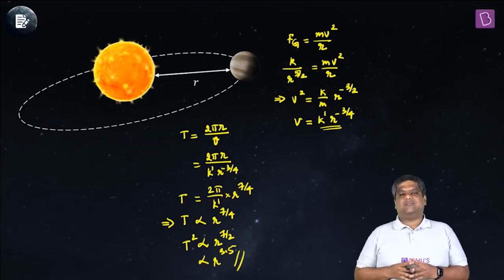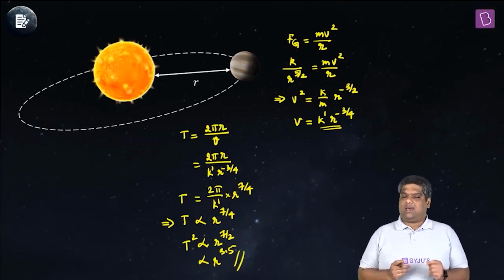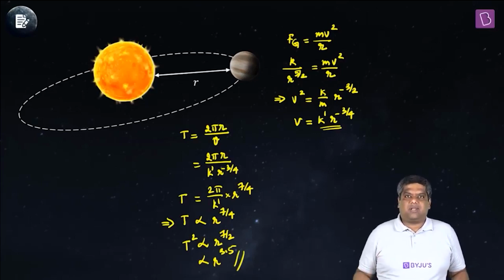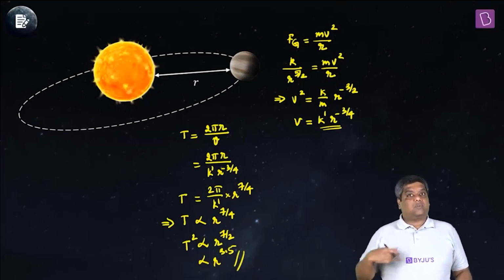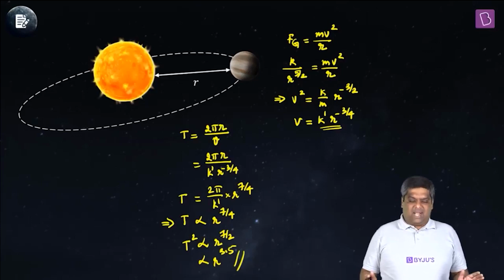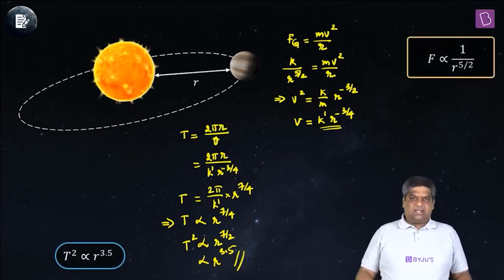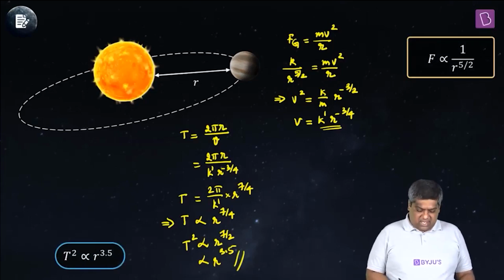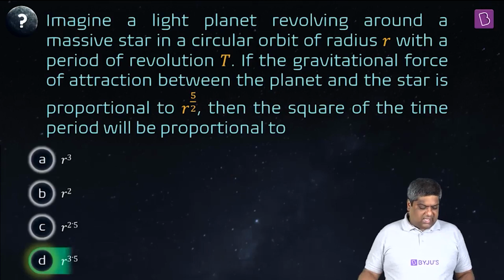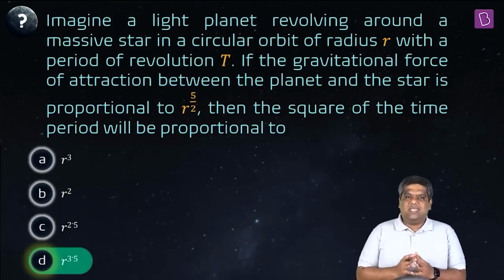If the gravitational force is inversely proportional to r to the power 5 by 2 in a circular orbit, the square of the time period of revolution will be proportional to r to the power 3.5. That is the required answer for this particular question. T squared is proportional to r to the power 3.5. And which is the option that agrees with our result? Yes, it is option D.